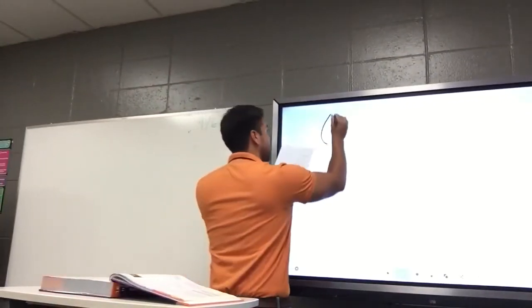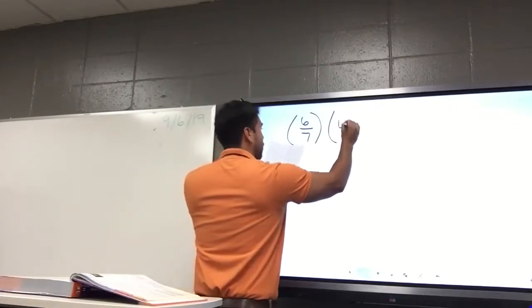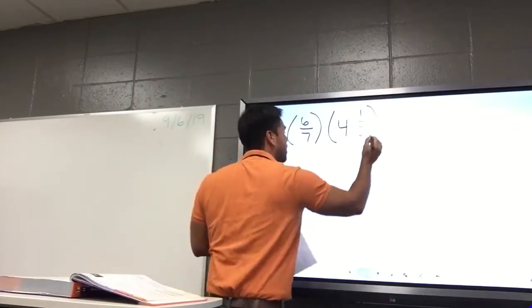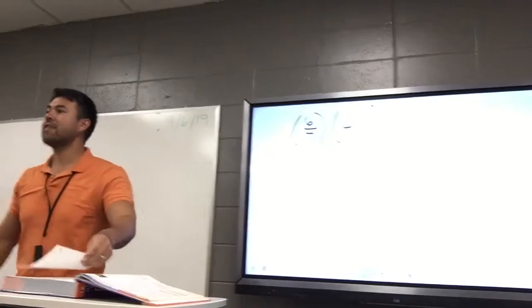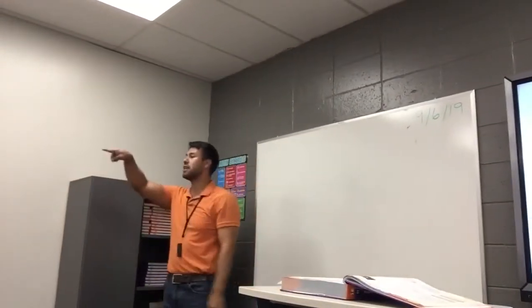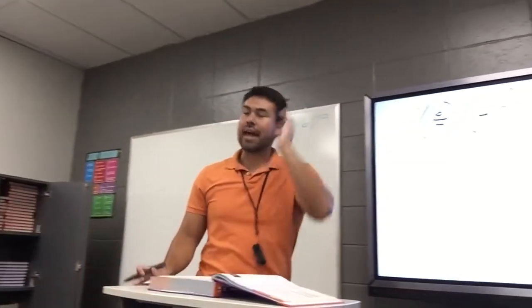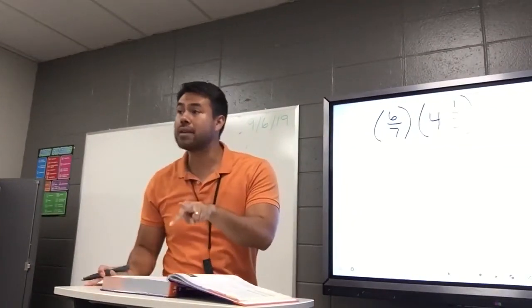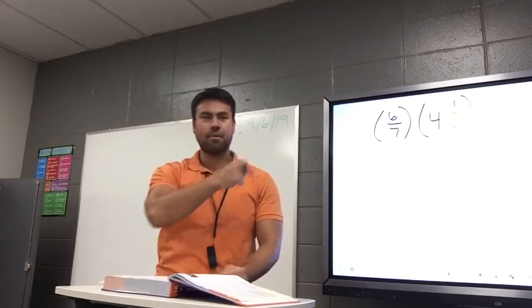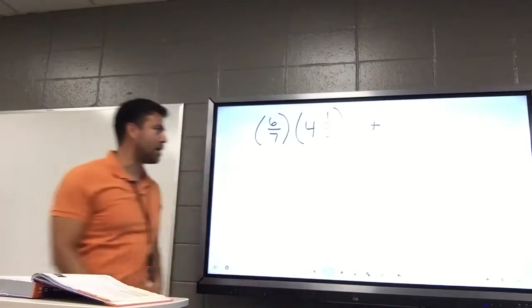Let's go with 6/7. You knew they were coming. And 4 1/3. Okay, I have two factors, guys. Two numbers being multiplied. Do you mind closing that door, Alex? Sorry, because I don't want the noise to carry through. I have two numbers being multiplied. They're both positive. My answer is going to be positive. I hope that's pretty straightforward. Positive times a positive equals a positive.